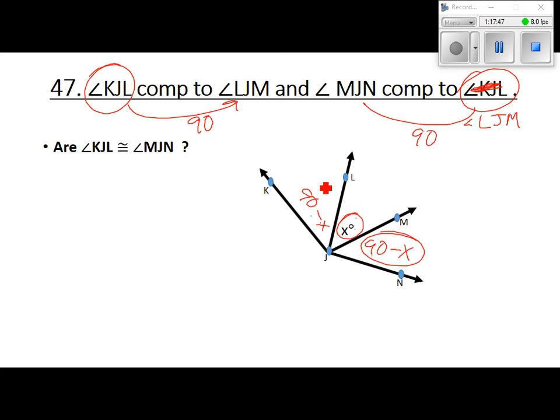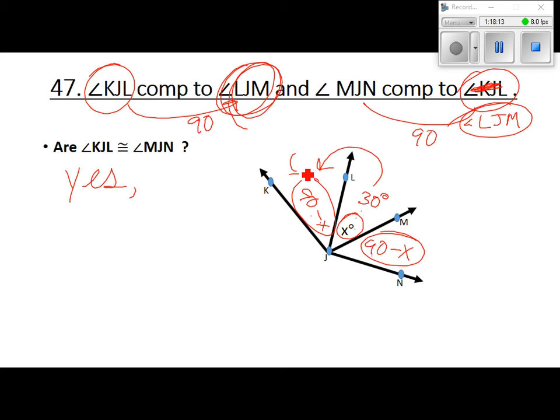Well, we look at these two. What does that tell you about those two? Yes, they have to be congruent. If they're both complementary to this same angle, LJM, then they have to be the same. In other words, if we made up a number for this angle and said it was 30 degrees, and we knew that these two were complementary, then this angle's got to be 60 degrees. No matter what numbers we pick, these two are always going to end up being the same thing.